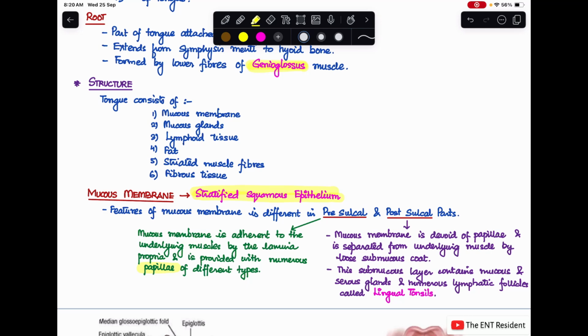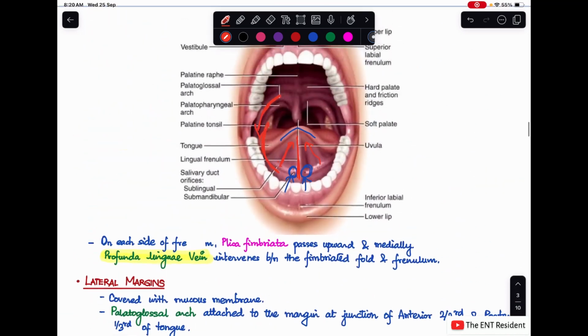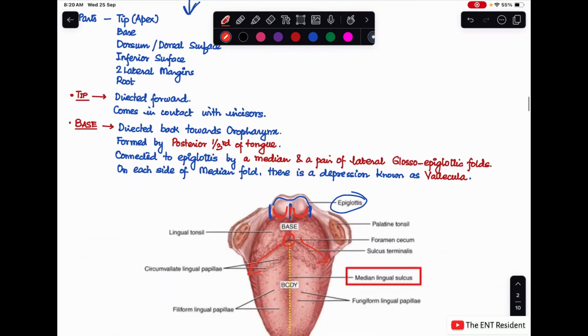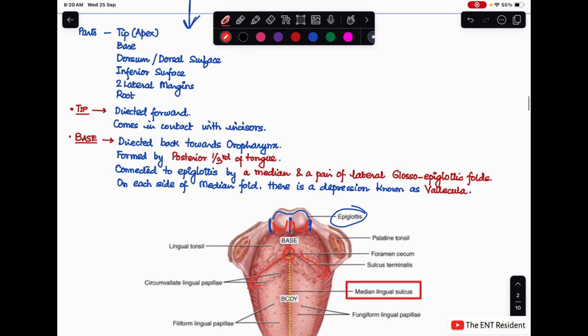And the postsulcal part of the tongue, the mucous membrane here is devoid of any papillae. So, this is a very important distinguishing feature right over here. It is devoid of any papillae and it is separated from the underlying muscle by a loose submucous coat. This submucous layer contains mucus and serous glands and a lot of numerous lymphatic follicles, which are known as lingual tonsils. So, the image over here, I'll show you.